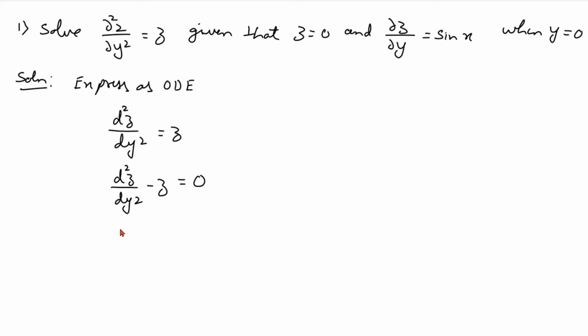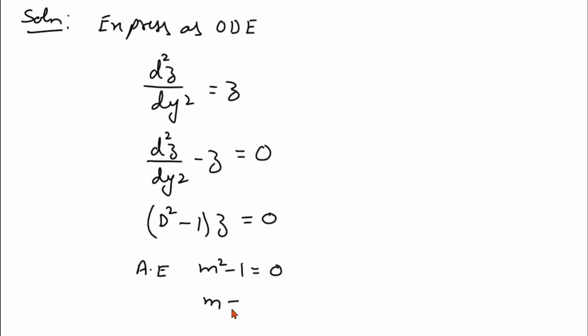Now if you write in the form of the operator, it is (D² − 1)z = 0. If you write down the auxiliary equation, it will be m² − 1 = 0. So it is plus or minus 1, so it is 1 and −1.